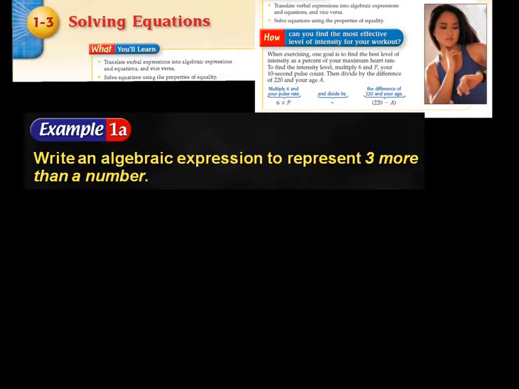Write an algebraic expression to represent 3 more than a number. More than implies adding. So if we let our number be x, 3 more than x would be x plus 3.